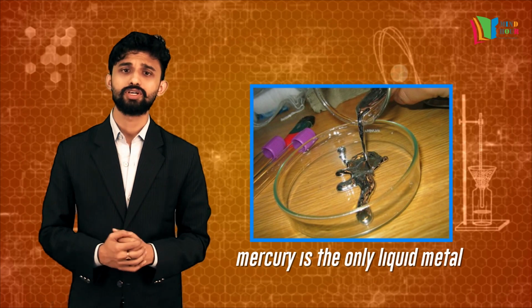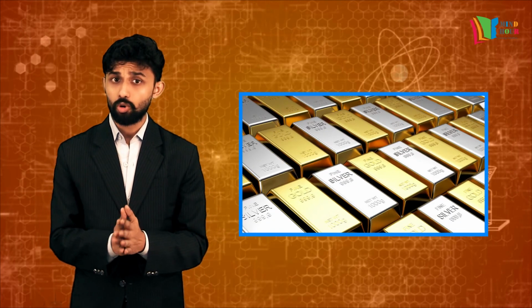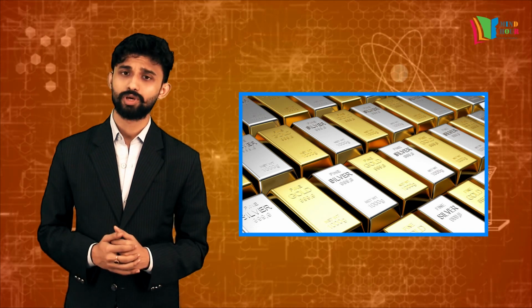All metals are solid at room temperature, for example iron and copper. The only exception is mercury, which is liquid. All metals are lustrous. Metal surfaces shine when they are freshly cut. For example, gold and silver are popularly used for making jewelry because of their lustrous nature.